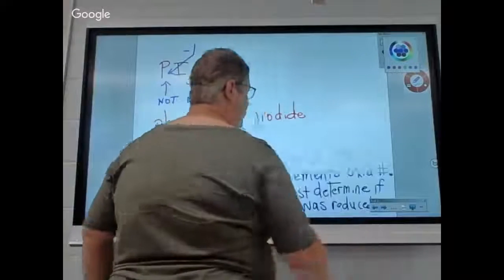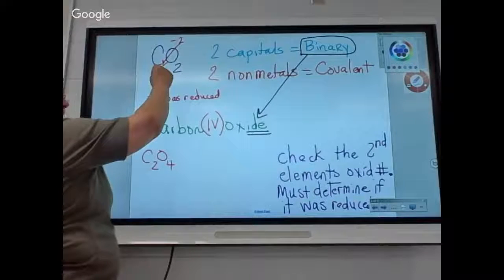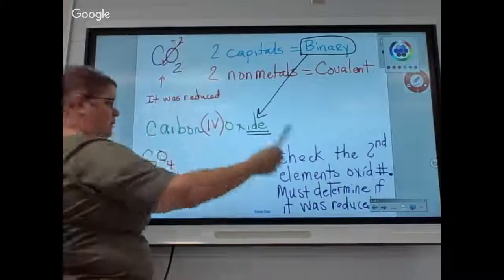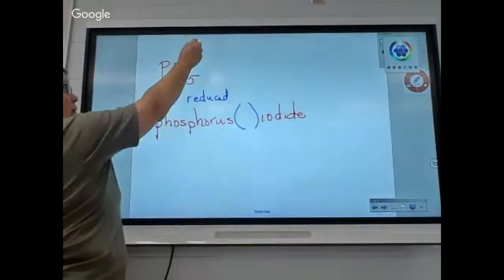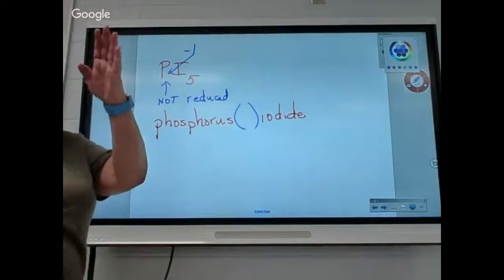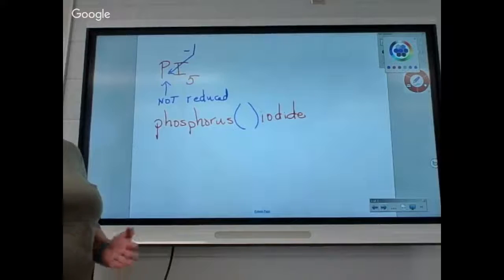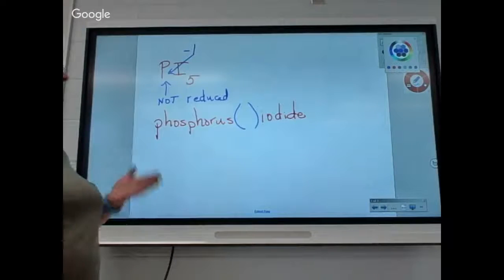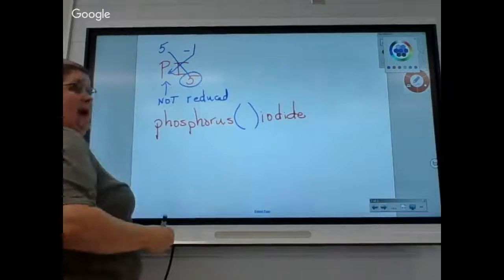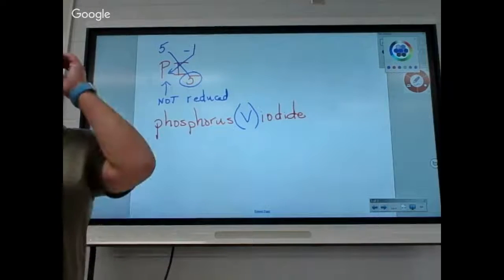Now, this is where people struggle, so let me go back. See how it's a 2? Is there a 2 right here? No. That was reduced. There's a 2 for an oxidation number, and there's not a 2 in the formula. This time, it was a 1 right here, and what's right there? A 1. So it was a 1, and it is a 1. That's not reduced. What number came from the P in the formula? A 5. So what Roman numeral am I going to use? A 5. It's phosphorus(V) iodide.